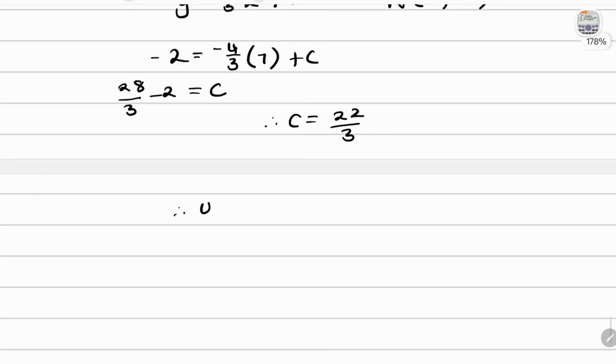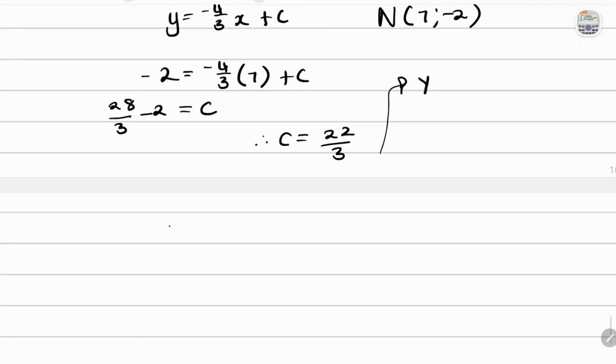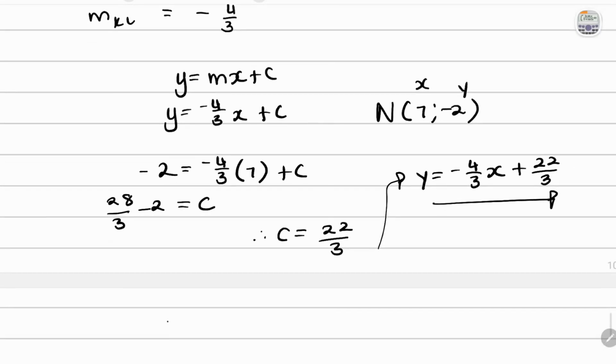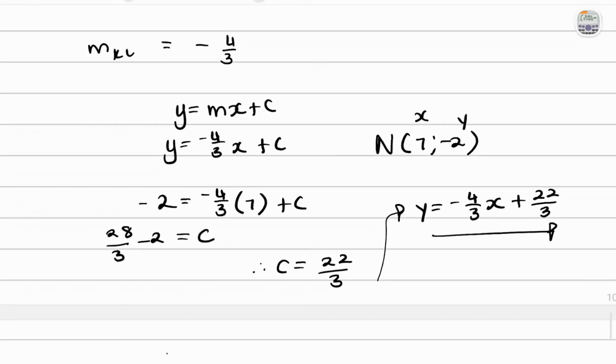Therefore, the equation of this line is y is finally equal to -4 over 3 x plus 22 over 3. And that is our answer. That is the equation of KL. Moving on to the next question.